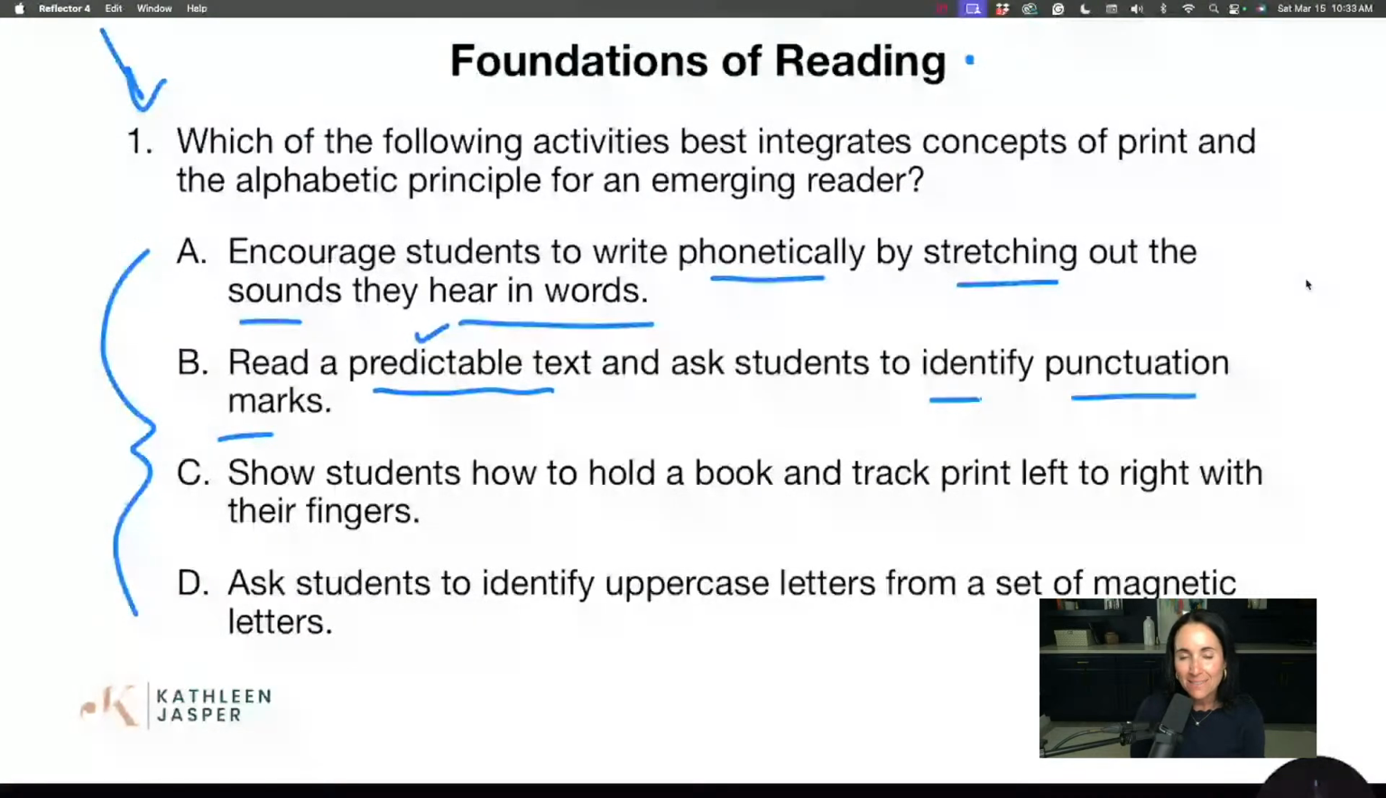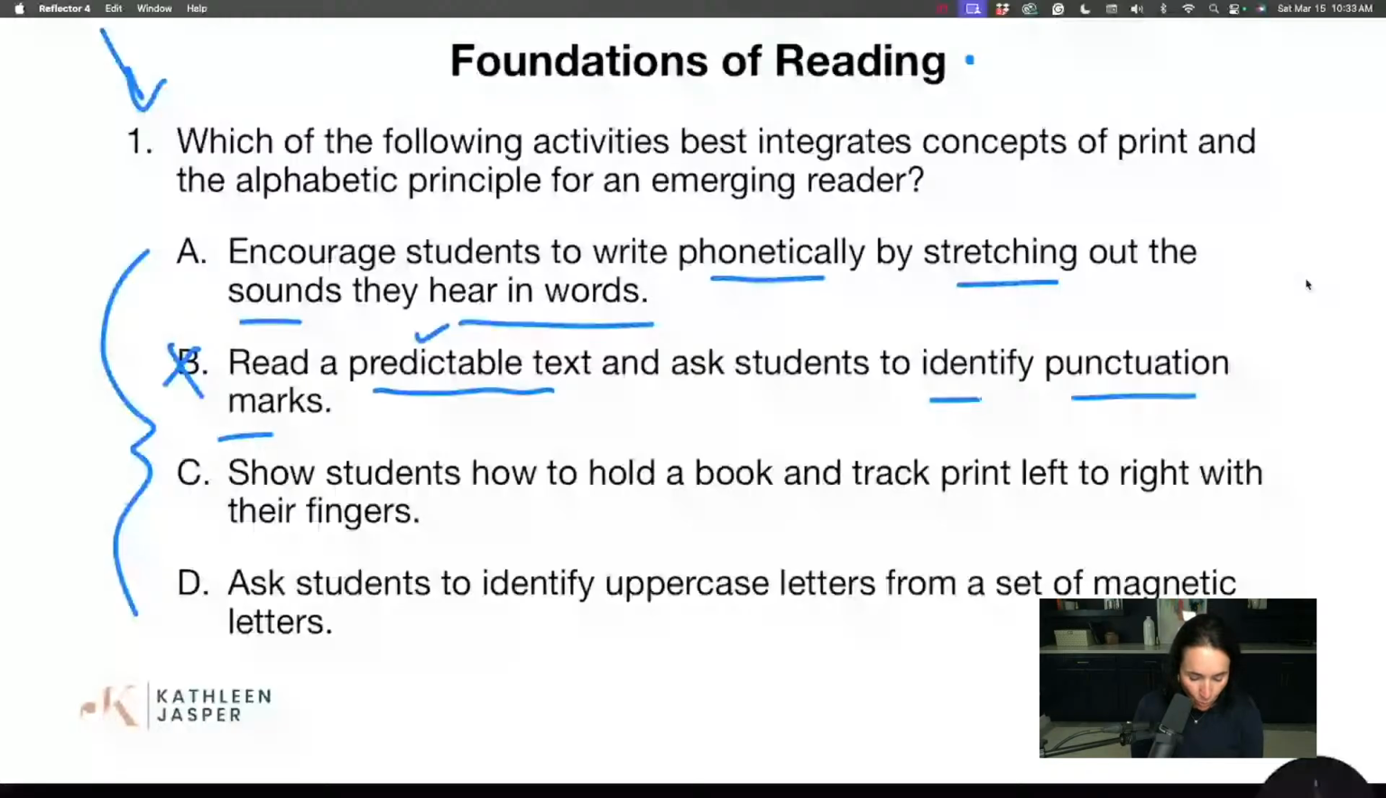I mean, that's kind of lame, right? Oh, that's a question mark. Oh, that's a period. That's something you might do, but that wouldn't be the focus. I don't like B for that reason. This is a reading test, not point out the question mark. That seems like not a great thing to do.